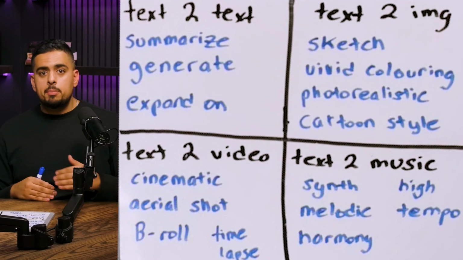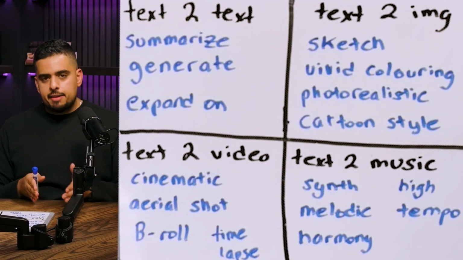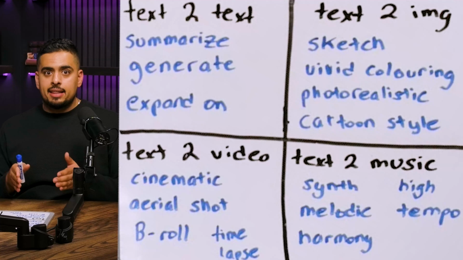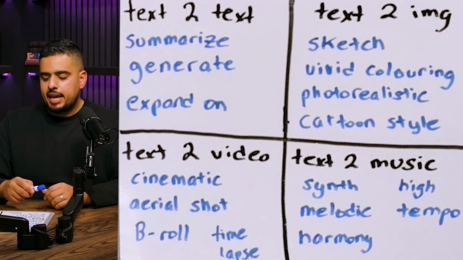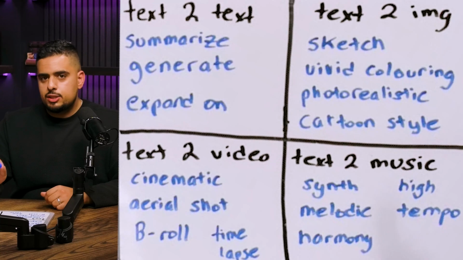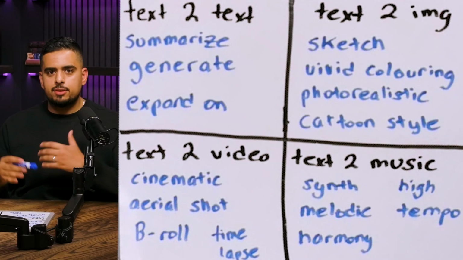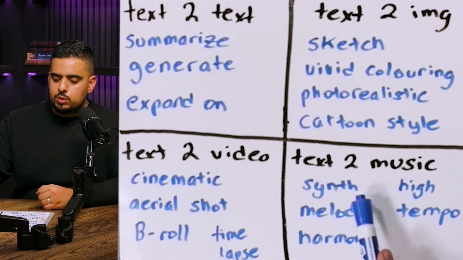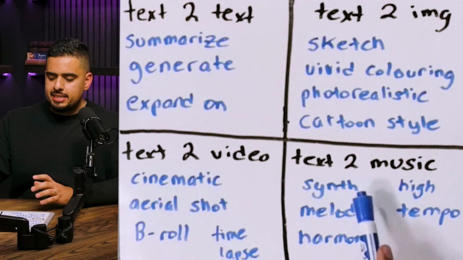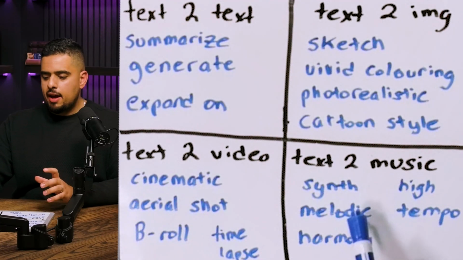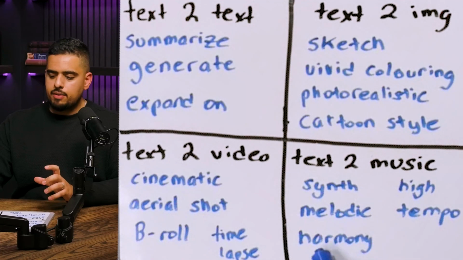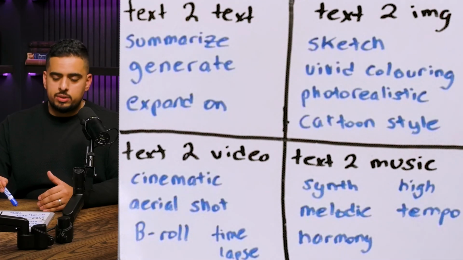So when it comes to prompting a certain modality, getting into that frame of mind and getting into that language is very important to be able to yield the best results possible. In the last category here, text to music. This is one that I'm excited to show you a demo of how this works in practice. But you have words like synth, that I learned is a proxy for synthetic electronic beats. You have melodic, and you have harmony, and you have high tempo and low tempo.